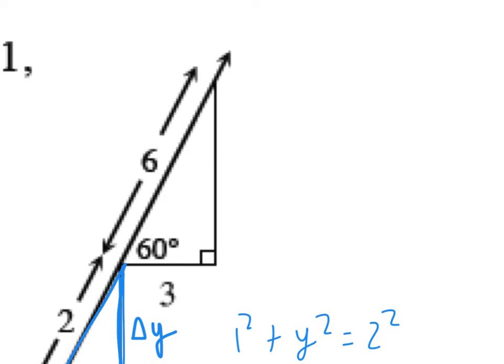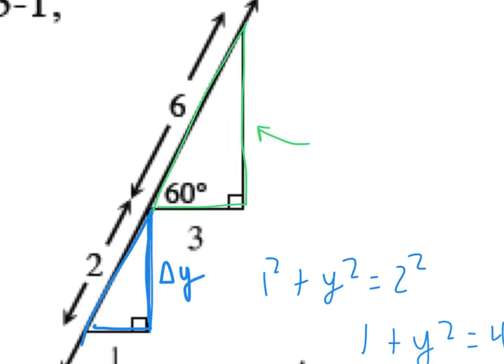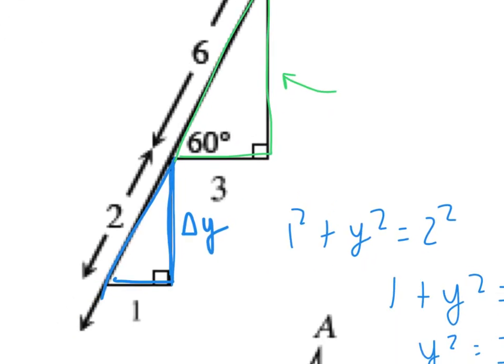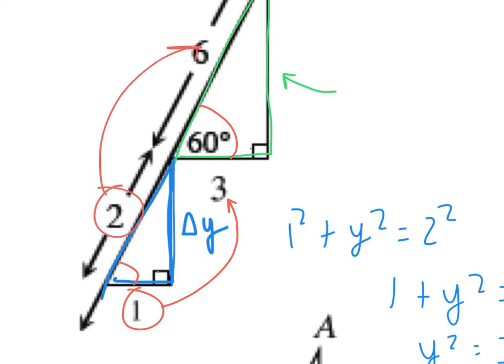I could additionally do the exact same process to determine this length right here. But what I could also notice is that these two triangles are similar to one another. This angle down here is a 60-degree angle, as is this one. And so I also have two 90-degree angles, so these triangles are similar by angle. So the scale factor going from this triangle to this one is multiplying by 3. Notice to go from 2 to 6, you're also multiplying by 3.